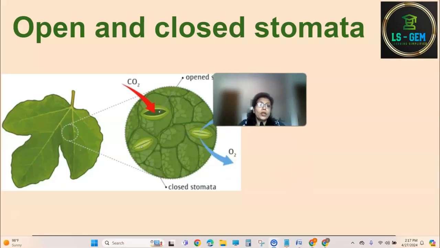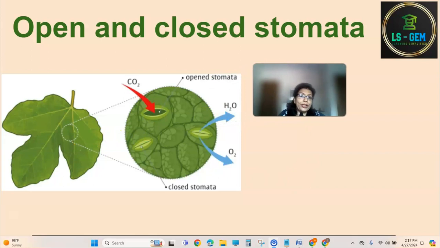So now, we will learn some more about stomata, because stomata play a very vital role in photosynthesis. So, as you can see, these are tiny openings in the leaf. This is called stomata. This stomata has a unique function to open and close. As you can see, this is a closed stomata and this is an opened stomata.